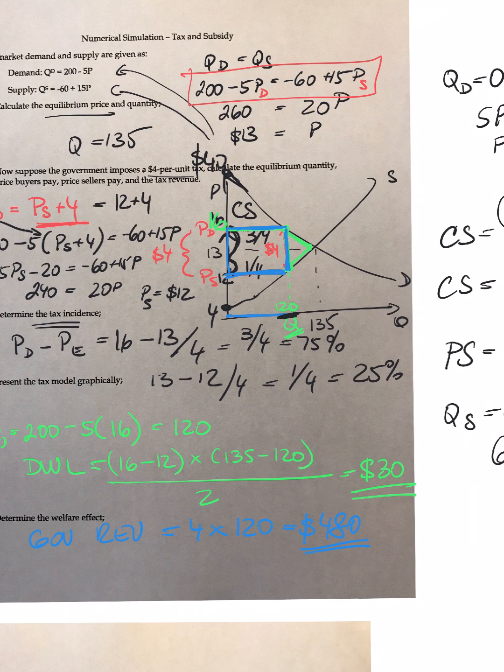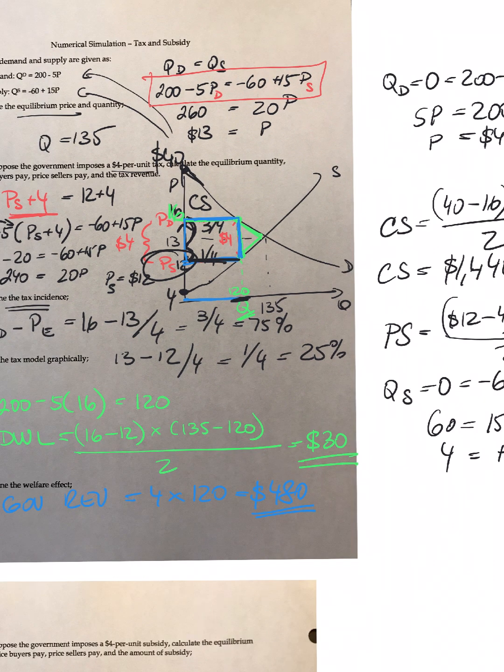So my producer surplus is going to be the price that producers are getting, which is $12. So $12 minus 4 times the 120 divided in half. And that should give me $480.